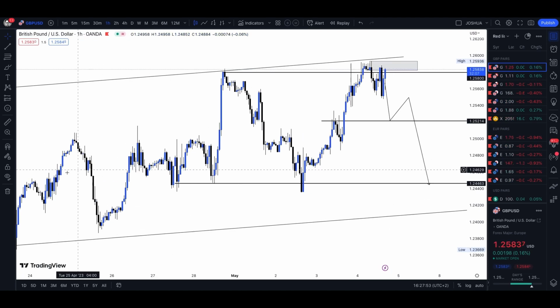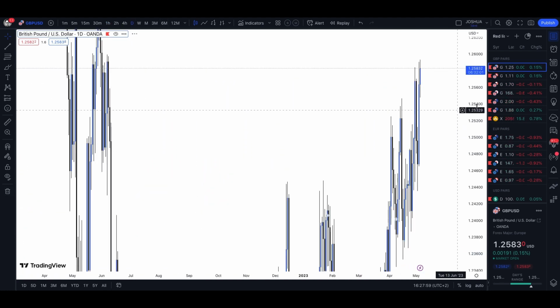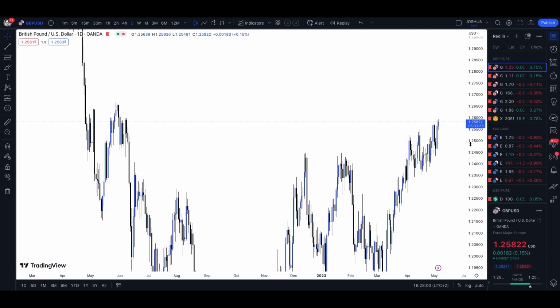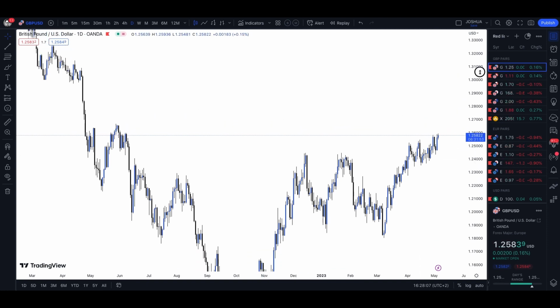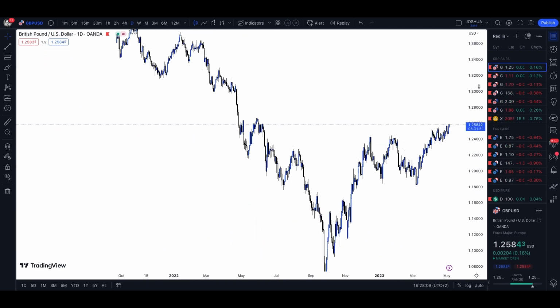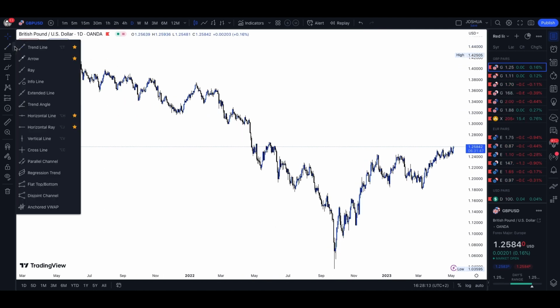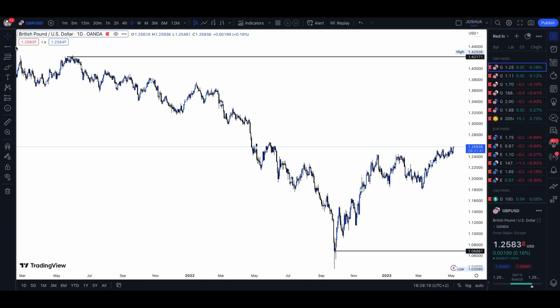So this is my analysis on GBP USD. Let me just close everything, then back to the daily time frame. So GBP USD is still showing some strong bullish momentum to the upside, but what we have to identify is what our major high and major low is. So this is our major low, that's our major high. What are we seeing?